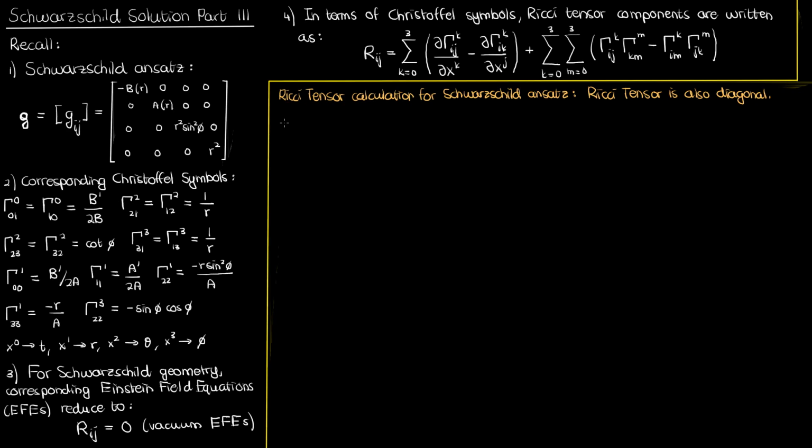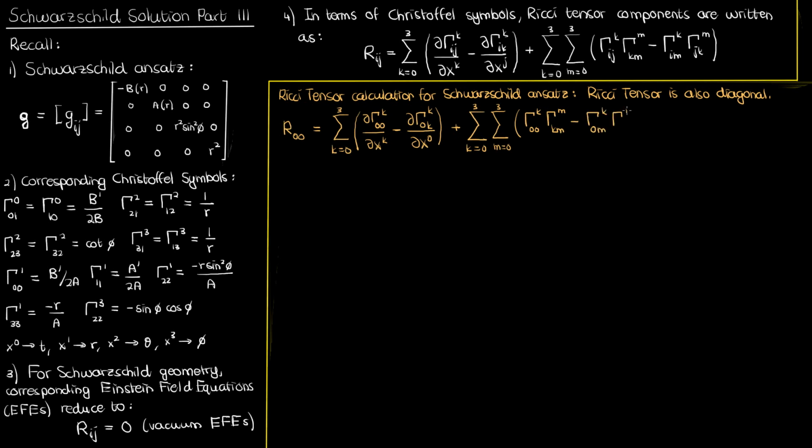I'm going to state this fact without proof. If you really want to brute force your way into calculating the off-diagonal components of the Ricci tensor, you can, but for the purposes of finding our Schwarzschild solution, that's not really helpful, so I won't do it here. Let's start by calculating the 0, 0 component of the Ricci tensor. If we plug in i as 0 and j as 0, then this is what I'll have for my expression for the 0, 0 Ricci tensor component based on my formula in fact number 4.